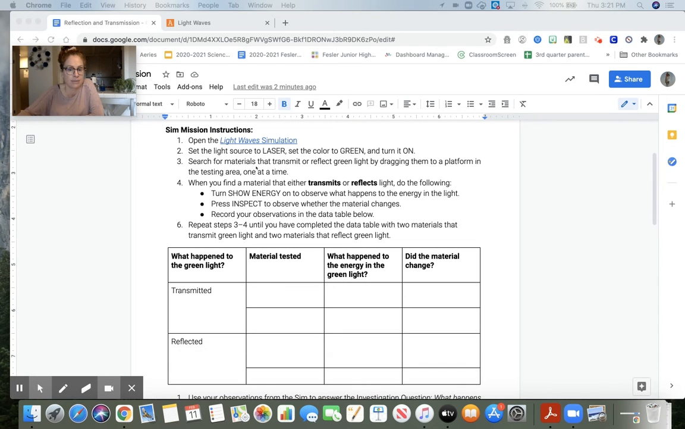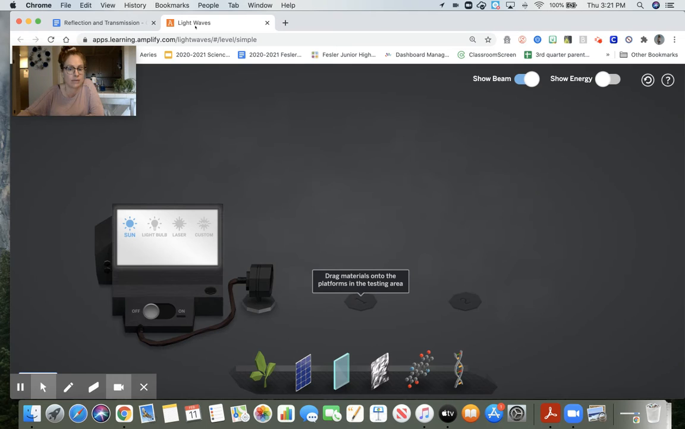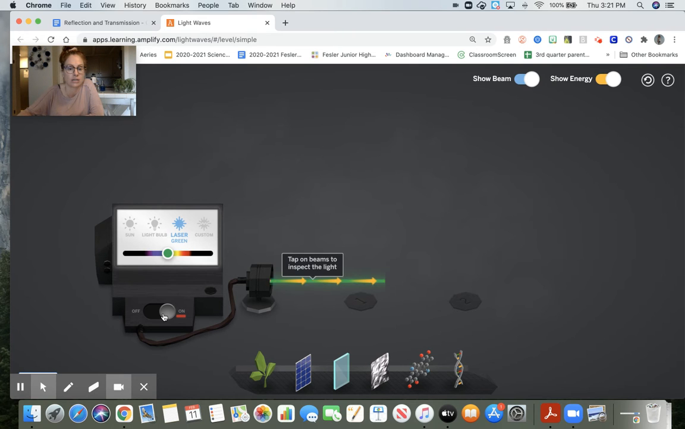We're going to open the sim. We're going to use the laser. We're going to set it to green, and we're going to turn it on. So I'm going to go ahead and do those two steps. So I'm having my sim. Laser, it's automatically on green. I'm going to turn the energy on. I'm going to turn it on.